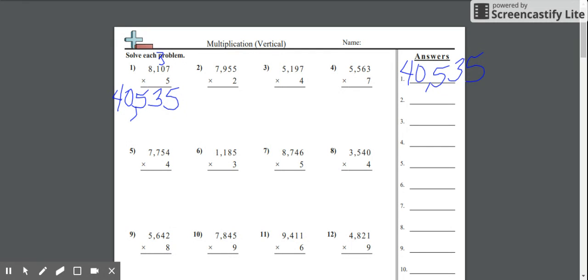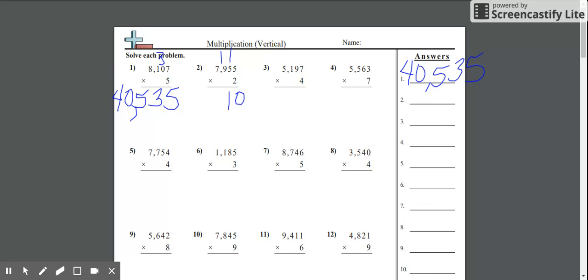Okay, and that's all you do for your multiplication problem. We'll go ahead and do number 2. I start with the number at the bottom and multiply it times every number at the top from right to left, starting with the ones place all the way to the thousands place. I'll go in order. So 2 times 5 is 10. I write down my 0, carry my 1 on top of the 5. 2 times 5 is 10 again, but I carried a 1. 10 plus 1 is 11. I write down my 1, carry my 1.